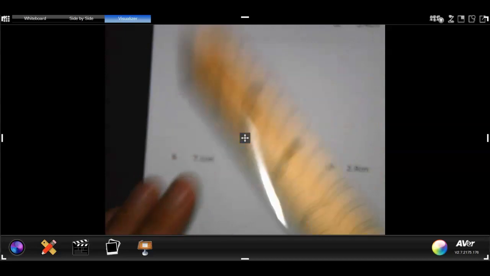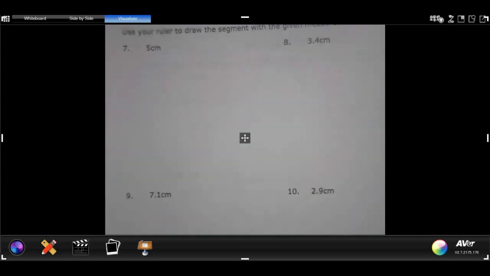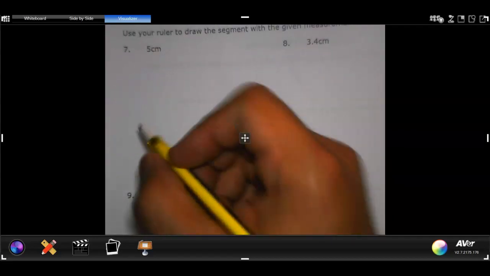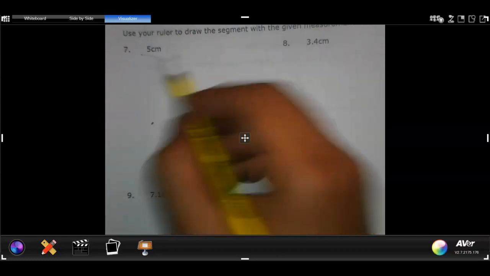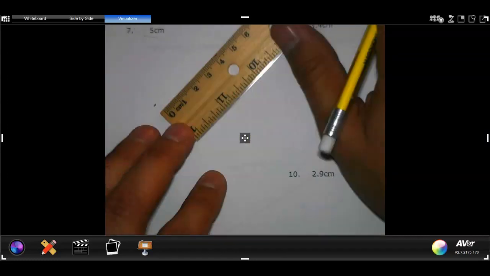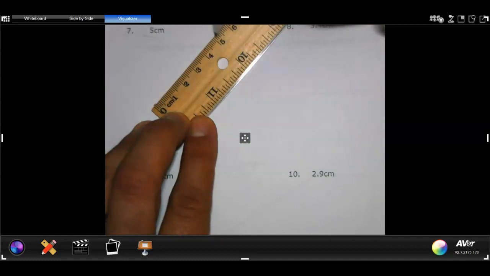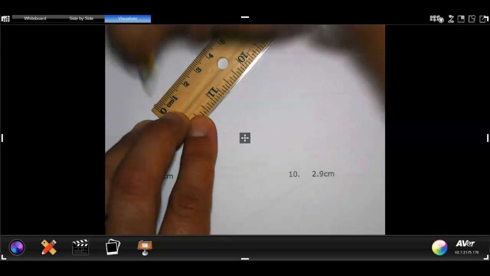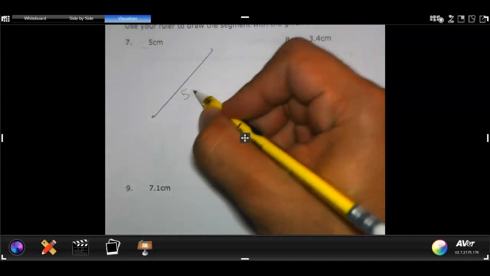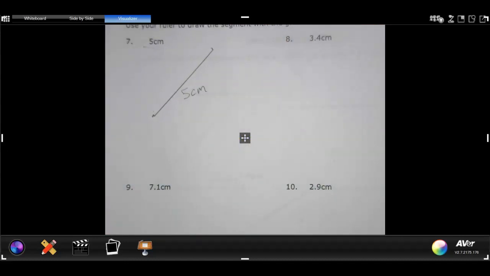Last one, on the very back side, number 7, you should be able to make your own segments. So if you draw a point and if it's 5 centimeters flat, well then put your ruler right there next to that point. Put a point at 5 and connect those points. Okay. You should be able to make segments using the ruler as well.